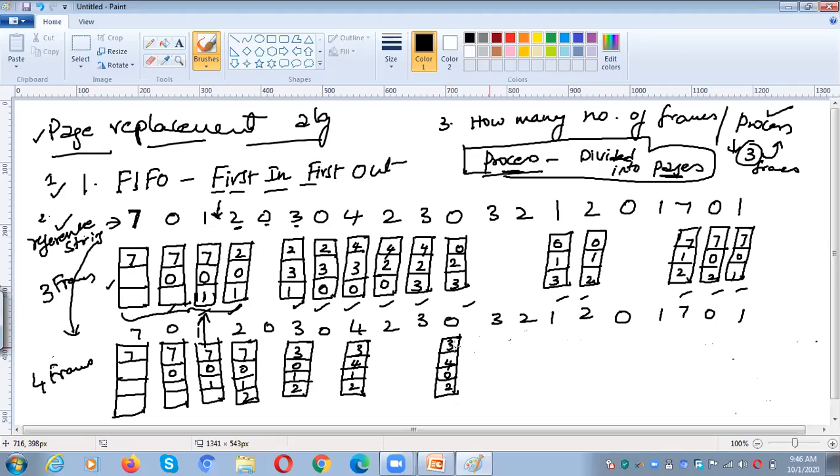And then 3 is already there in the main memory. And next 2 is also there in the main memory. And next 1. 1 is not there in the main memory. So with which frame I need to replace? 2. With the 2 I need to replace. 0, 4 and then 3.